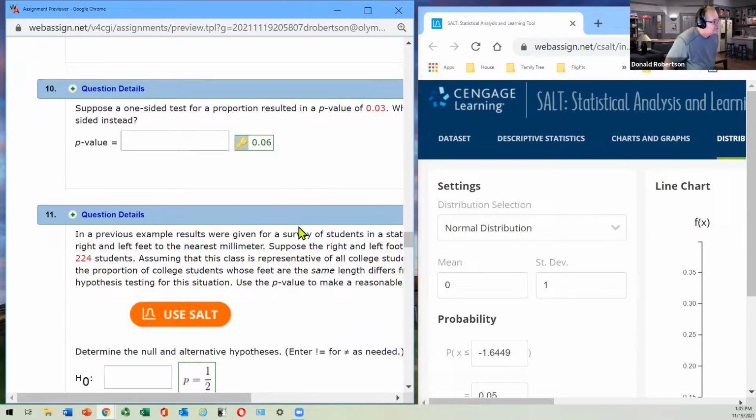Yes, there we go. So in the first question, suppose that a one-sided test had a p-value of 0.03. What would a two-sided test give you as a p-value?